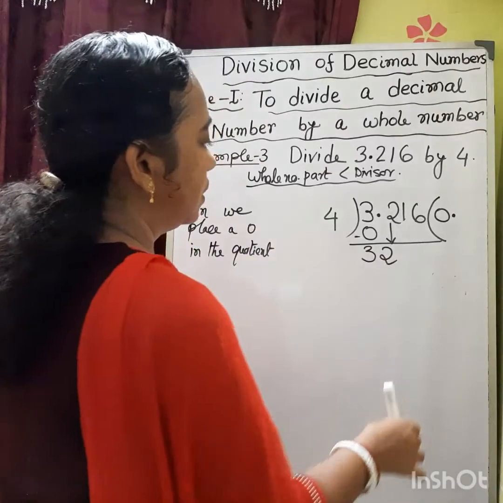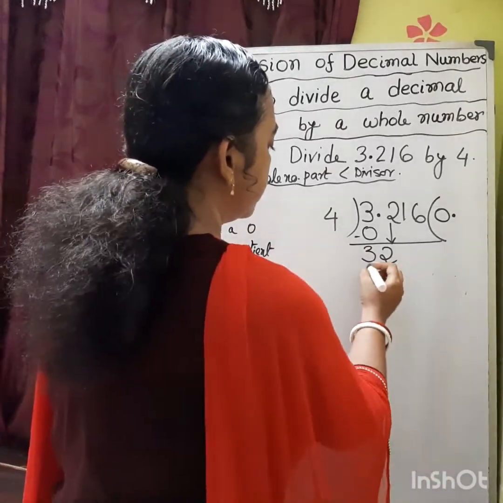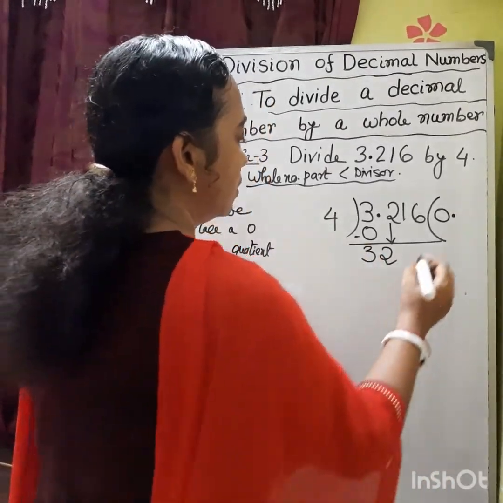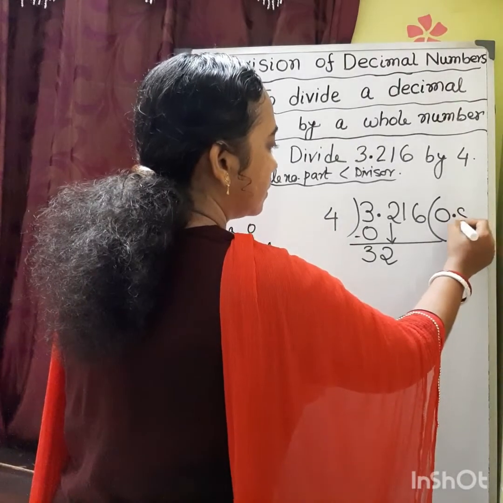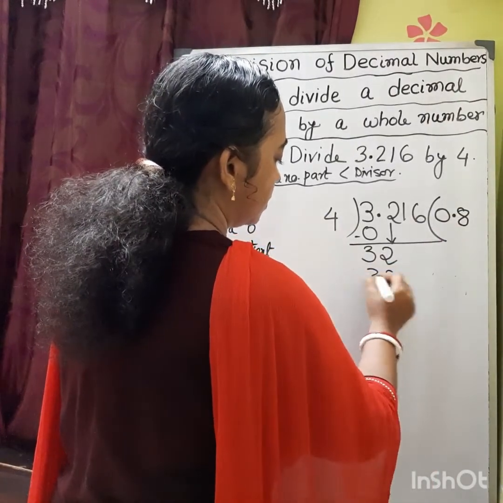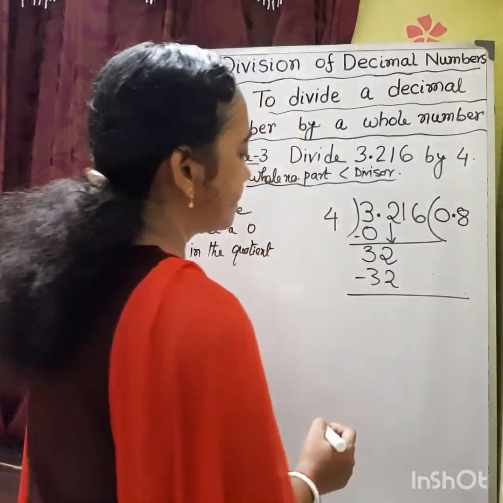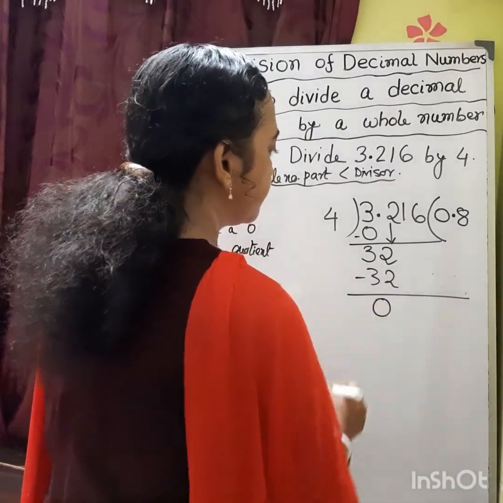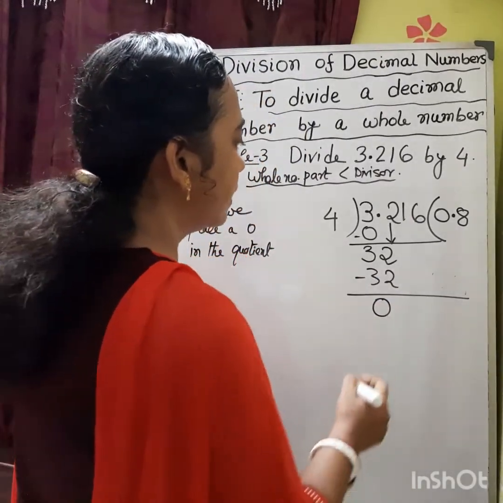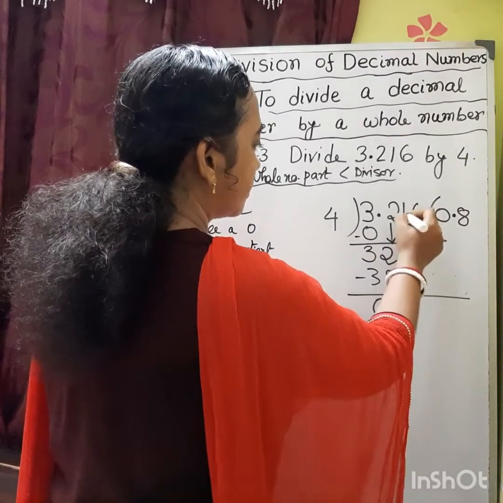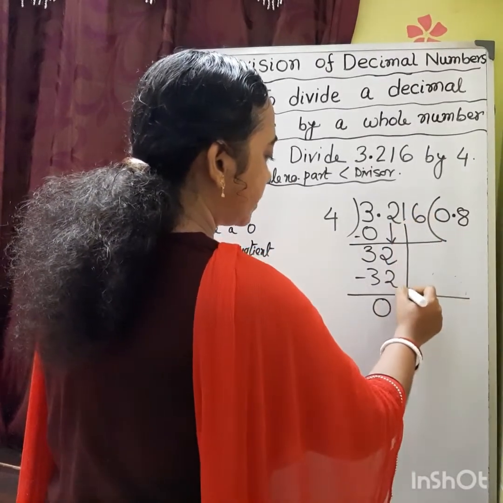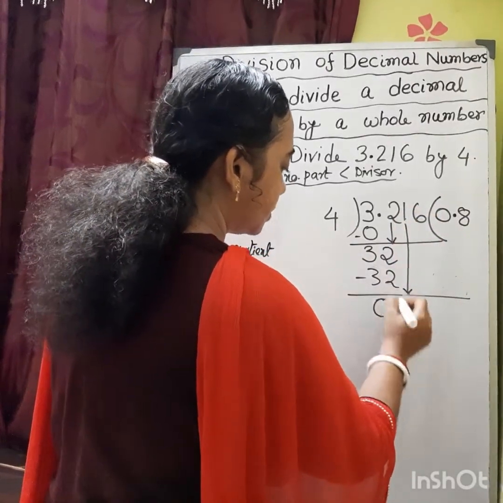Now we can see that this is divisible by 4. So 4 8s are 32. Now we subtract them. So here we will get 0. Now after that, another digit is there, that is in the hundredths place. So we bring down that digit. So we put here 1.